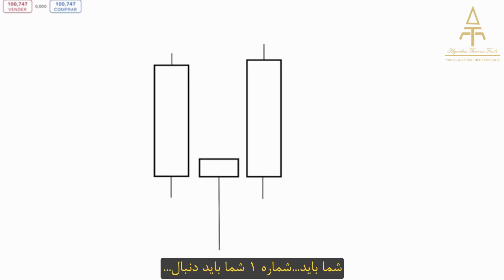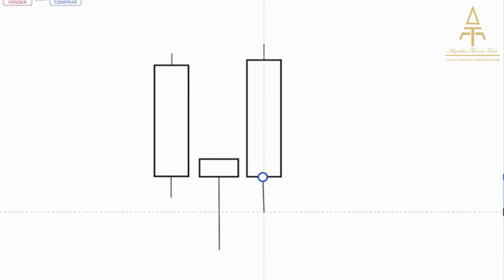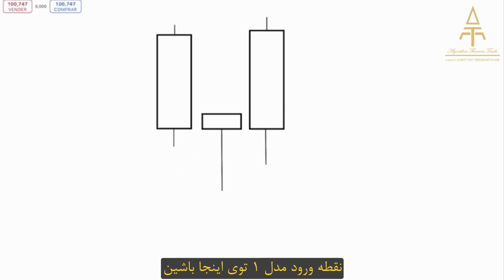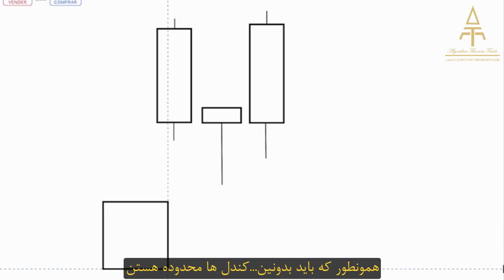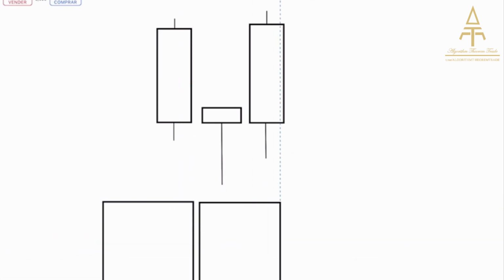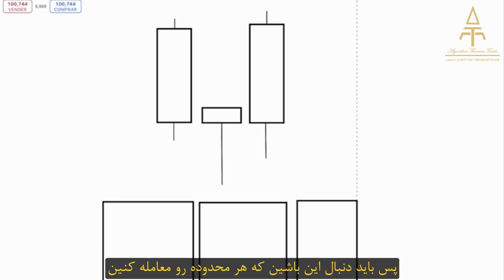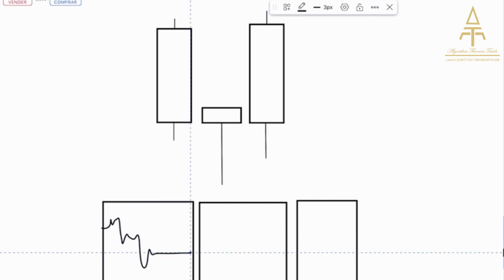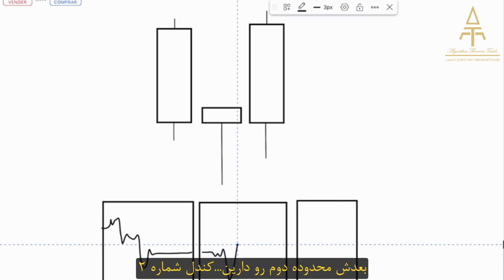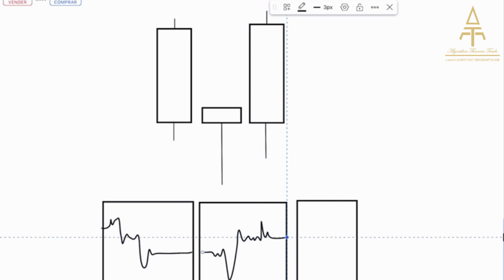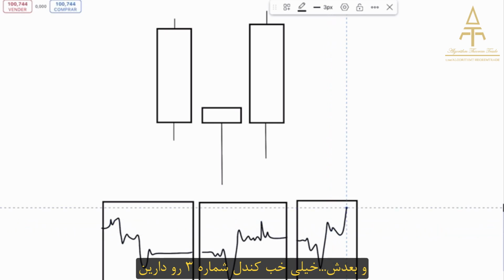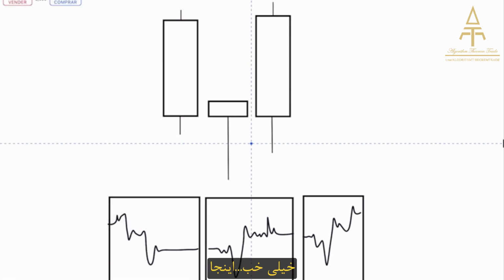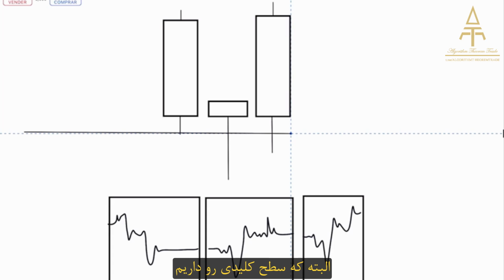You're looking for, number 1, a model 1 entry inside here, right? As you know by now, as you should know, candles are ranges. So you're looking to trade each range. So you have range 1, then you have range 2, candle number 2, and then you have candle number 3. Over here, of course, key level.